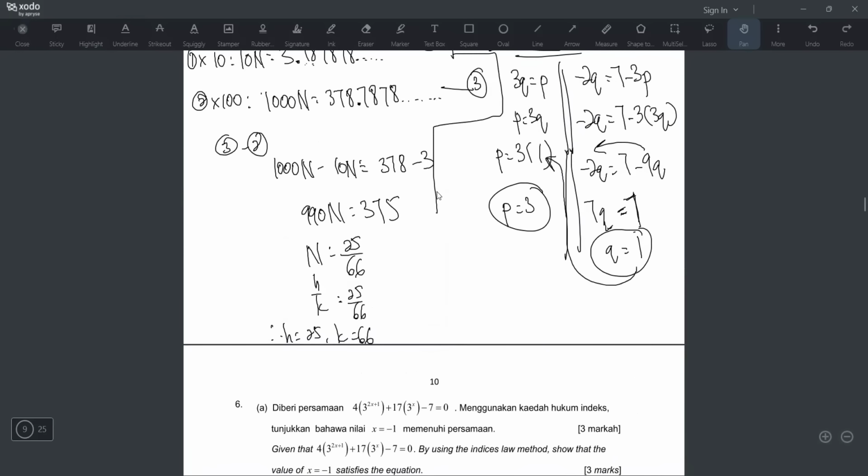Okay, for 6A, I will do it up here. So I need some space. So what I'm going to do, I'm going to make space. Alright, so you have to wait for me a bit. So I'm going to do this, and I'm going to bring this up.